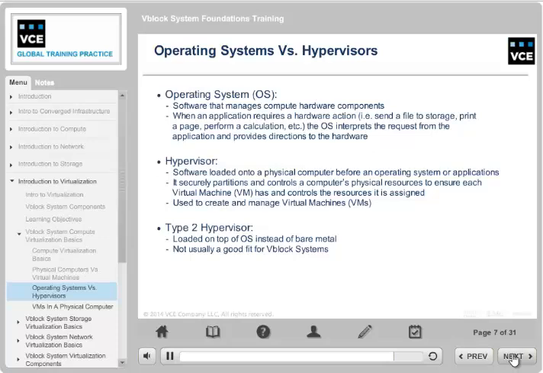Because Workstation and other Type 2 hypervisors are generally not a good fit for Vblock systems, we will not discuss them further in this training. But you can click on the link or visit the VMware website to learn more about some of the other options for hosting VMs on an operating system.